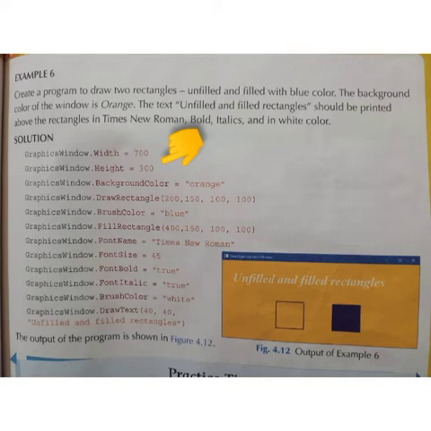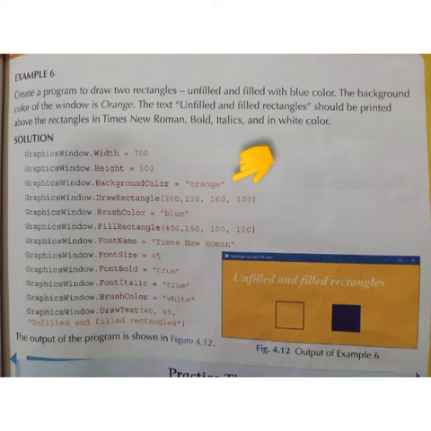In the questions they didn't ask, but we should mention. So you can mention any value here. The next, graphics window dot background color, I mentioned here. What they asked in the questions is that the background color of the window is orange. So I mentioned here graphics window dot background color is equal to orange.